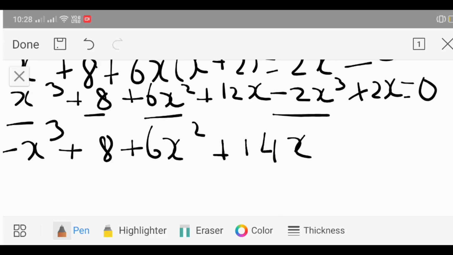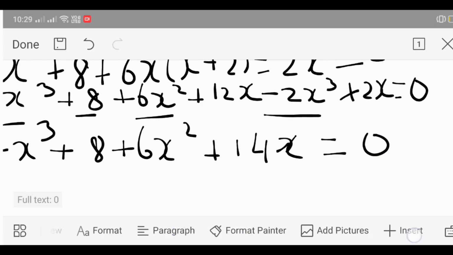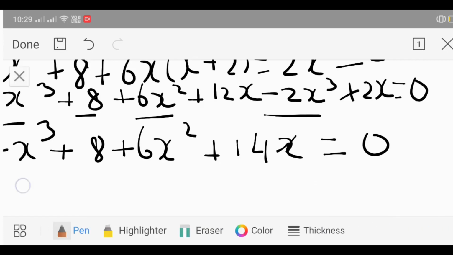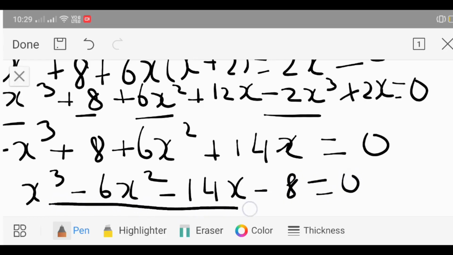14x equal to 0. I already told you, always the first term should be positive. So throughout the equation I am going to multiply with minus. So this became plus x³ minus 6x² minus 14x minus 8 equal to 0. After here we can't do any simplification. This is our final answer. It is not in the form of ax² + bx + c = 0. We have an x³. So it is not a quadratic equation.